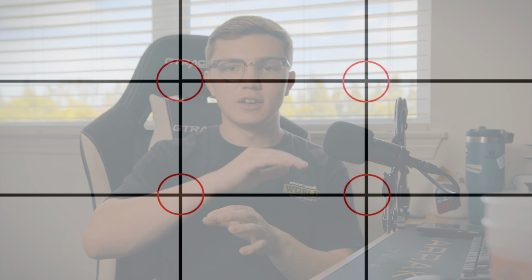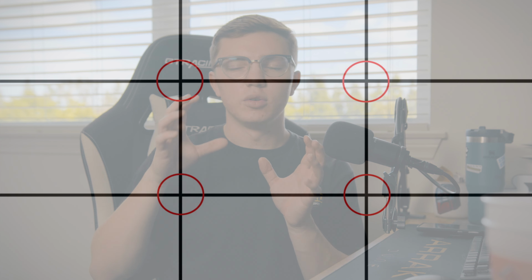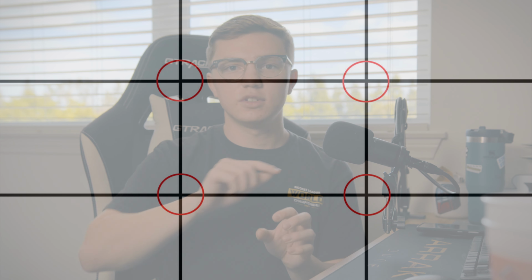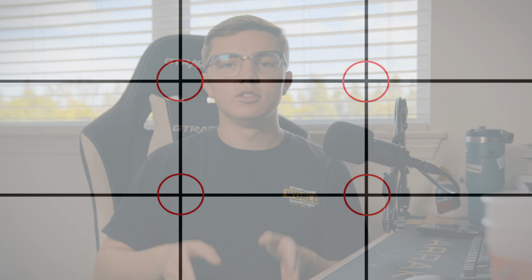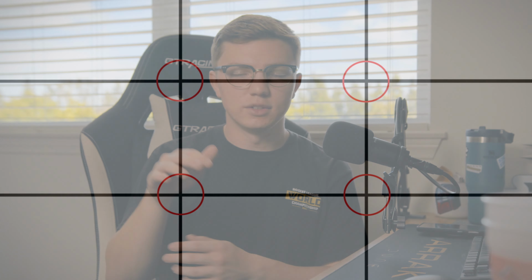First one is the rule of thirds. This is the most basic thing in composition. It applies to literally every shot and is fundamental to understanding a lot of the concepts that I'm going to be talking about. The rule of thirds is just this grid that divides the image into 9 squares, and it creates 4 points of interest, along with 2 vertical lines and 2 horizontal lines.